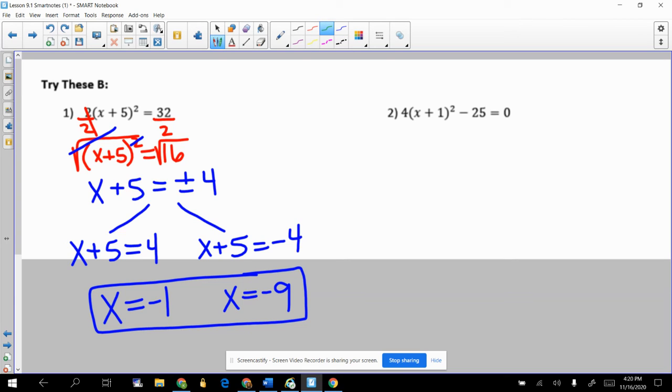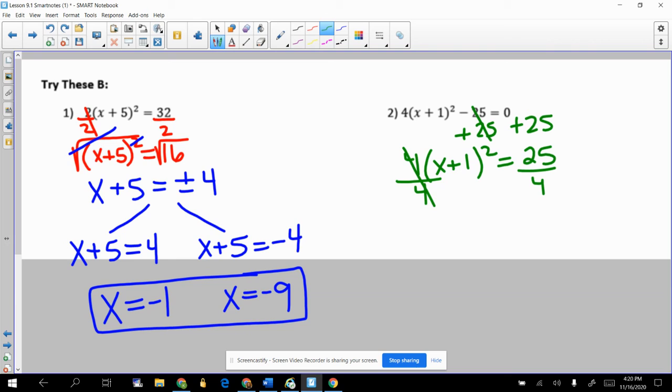Let's go ahead and solve this one. So we need to isolate this here. So I would first add the 25 over. And that's going to leave me with 4 times x plus 1 squared equals 25. Then I'm going to divide by the 4 that's out front.